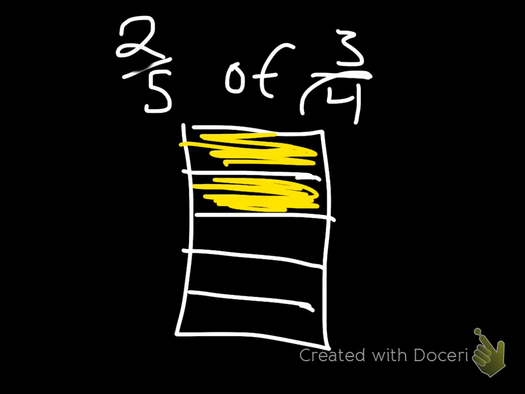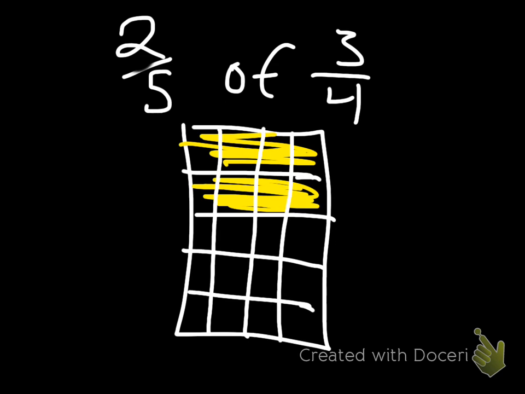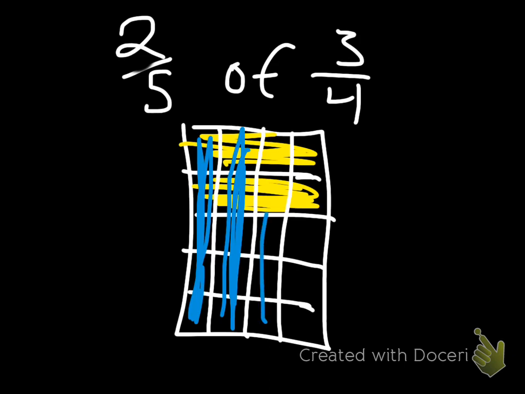Now the opposite way, I'm going to break it into fourths. Oh man, my boxes are going to get tiny. And I have to shade in 3 of those because that's my numerator. So there's 1, 2, 3. Okay, now for the answer, I have to count how many have blue and yellow, which is 1, 2, 3, 4, 5, 6. So my numerator is 6.